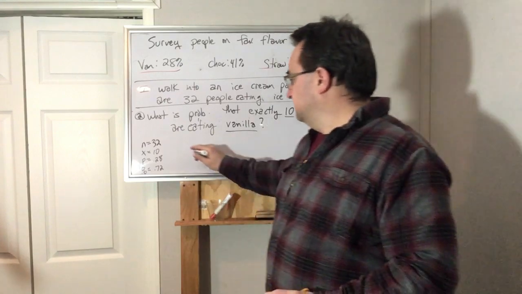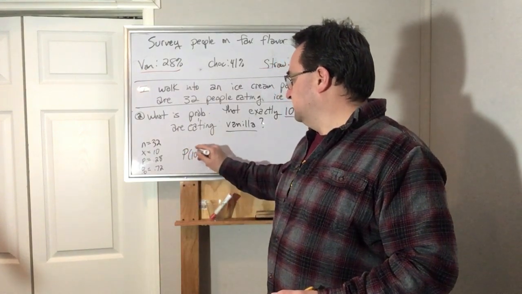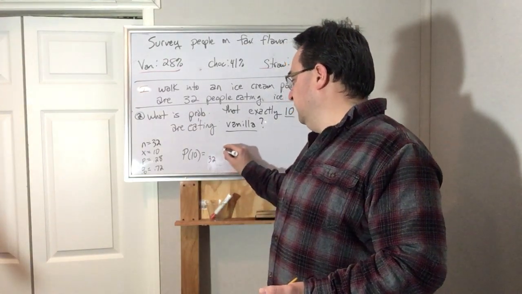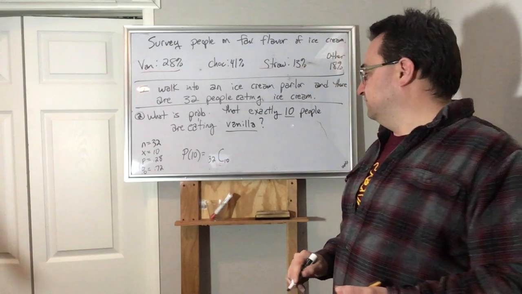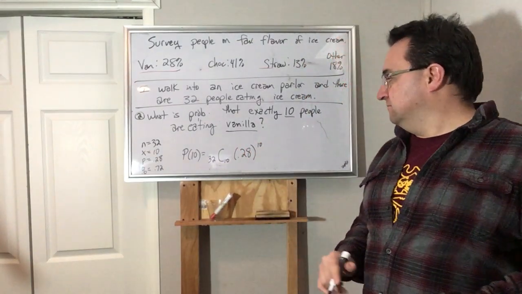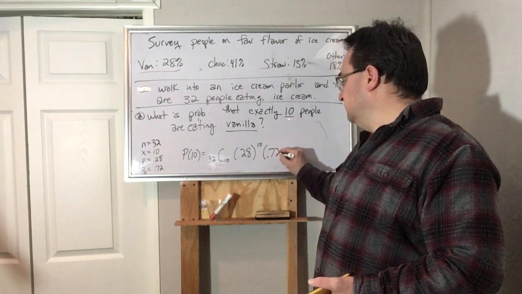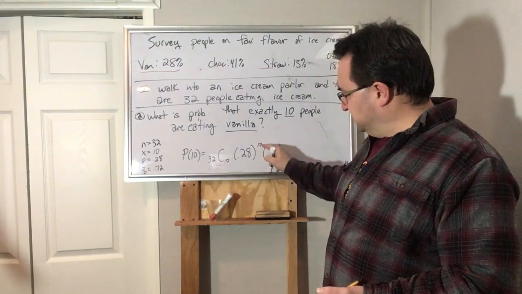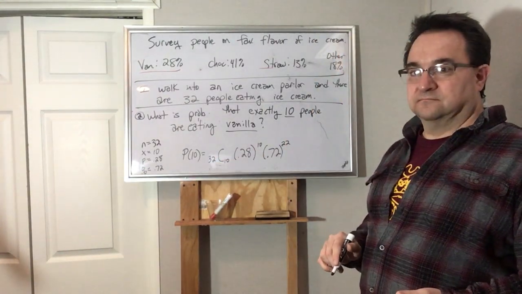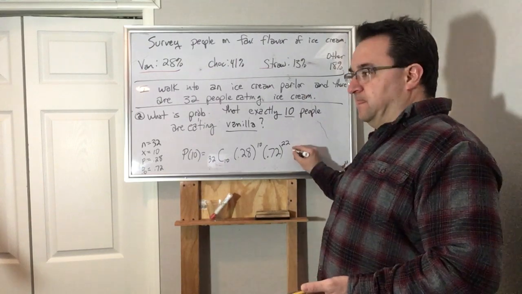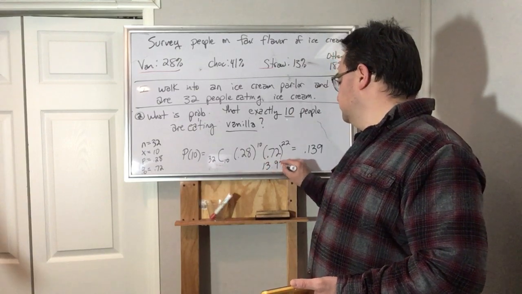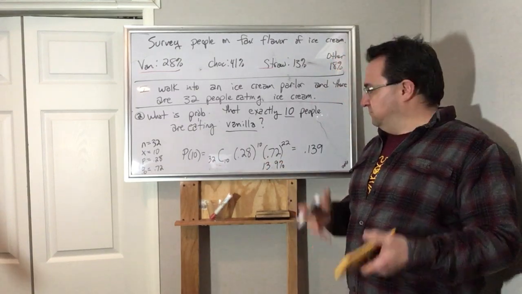Let's set up the equation. What's the probability 10 people are eating vanilla? Well, 32 total, 10 people like it. The probability they like it, and 10 people are eating it, times the probability they don't like it, and the rest of them, so 10 are eating it, 22 are not. Punch that in your calculator, and I got 0.139, so that'd be almost 14% of the people would be eating vanilla ice cream.